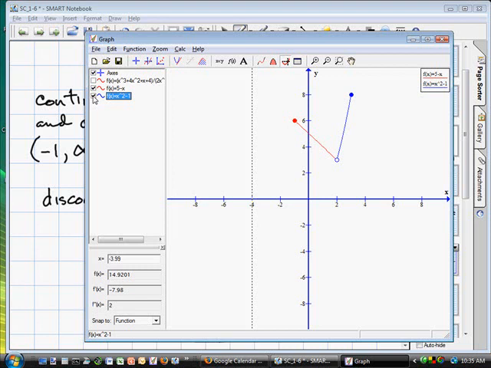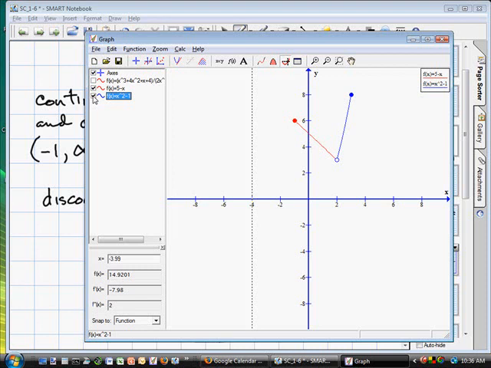Where do they have it? Bottom of page 63. Consider an open interval I that contains a real number c. If the function f is defined on I, except possibly at c, and f is not continuous at c, then f is said to have a discontinuity. Discontinuities fall into two categories, removable and non-removable.